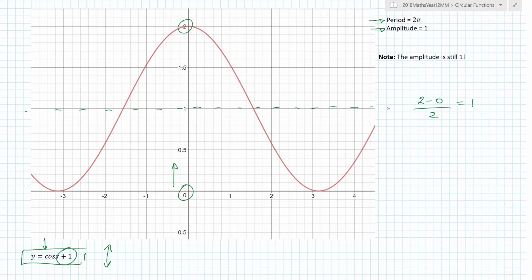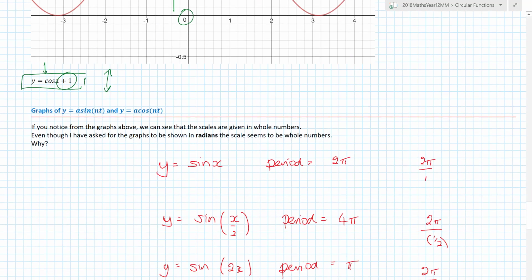If you do draw it in to help you get the graph correct, please, please, please make sure that you rub it out afterwards. Okay? Otherwise, we have to mark it.